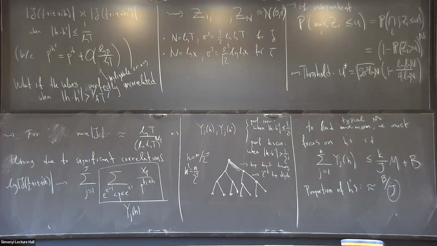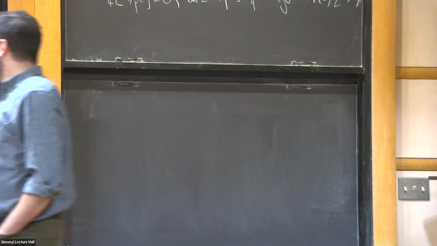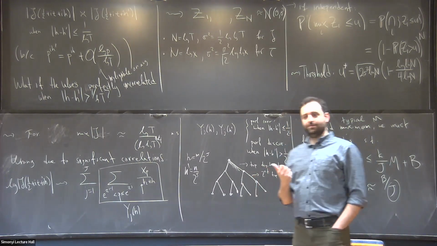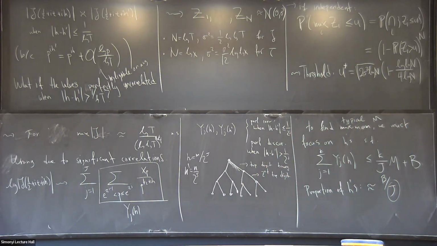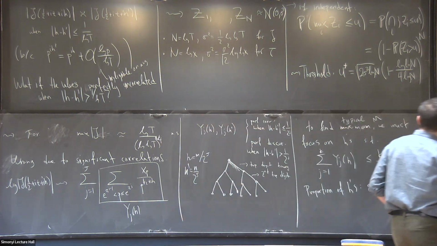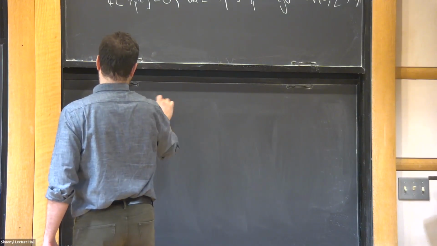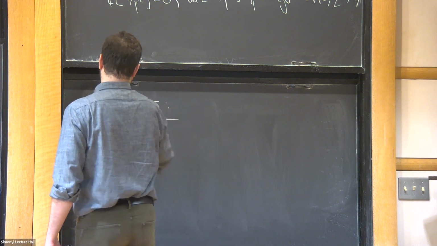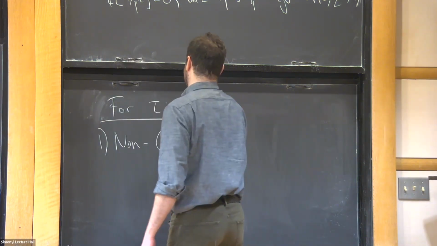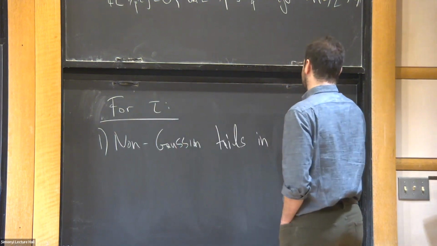So there are two differences when you look at tau. The first difference is you're no longer Gaussian. So I said you're Gaussian, but I lied. You're only Gaussian in the regime of small deviations from the mean, of normal deviations from the mean. When you go to the regime of large deviations, you're no longer Gaussian, you're something else. So first difference for tau, you have non-Gaussian tails in the regime of large deviations.